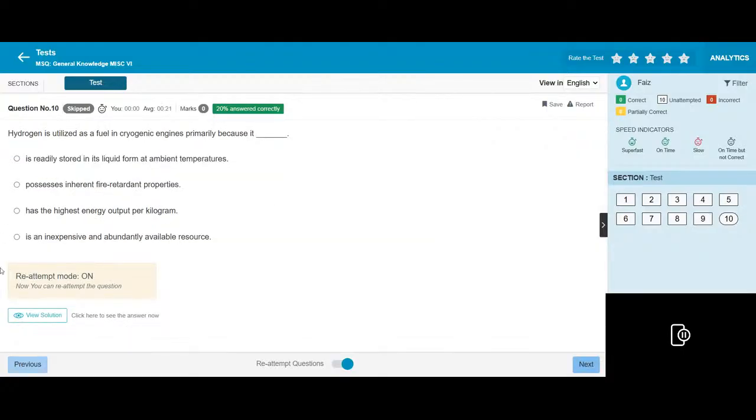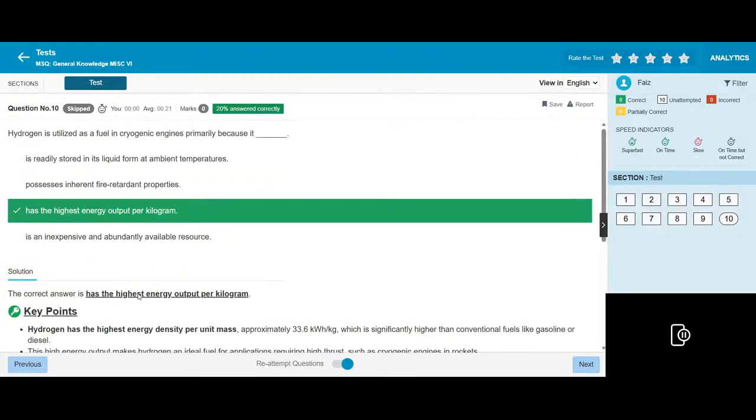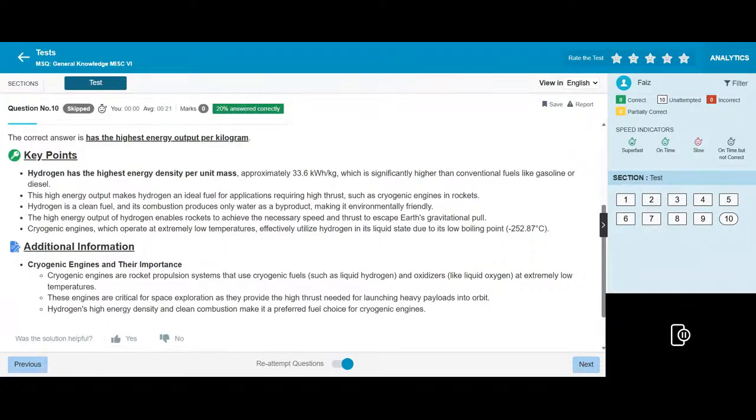Hydrogen is utilized as fuel in rocket engines primarily because it has the highest energy output per kilogram. Hydrogen has the highest energy density per unit mass, approximately 33.6 kilowatt-hours per kg, which is significantly higher than conventional fuels like gasoline. The high energy output makes hydrogen helpful for high-thrust cryogenic engines. Rocket hydrogen is a clean fuel in combustion. Its byproduct is water, making it engine friendly. The high energy output of hydrogen supports high thrust ratio outputs.